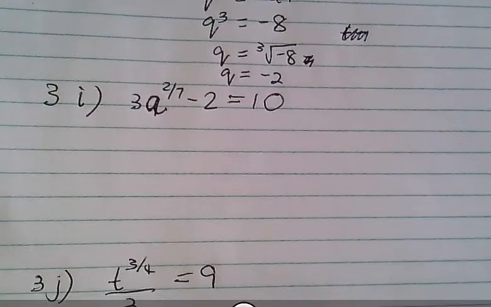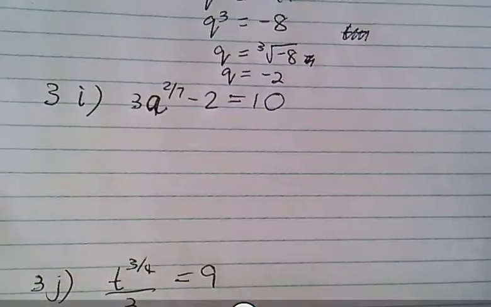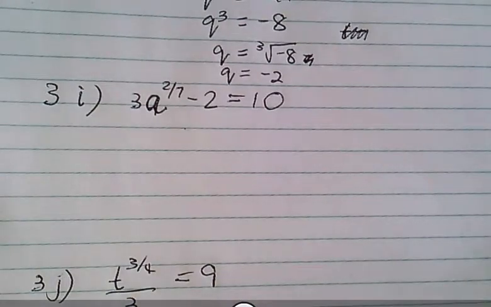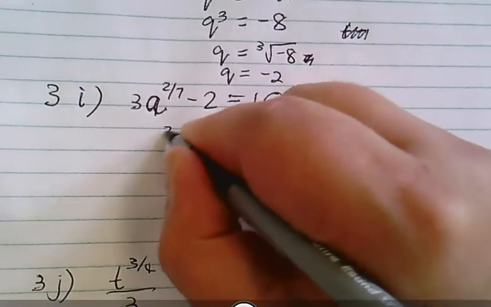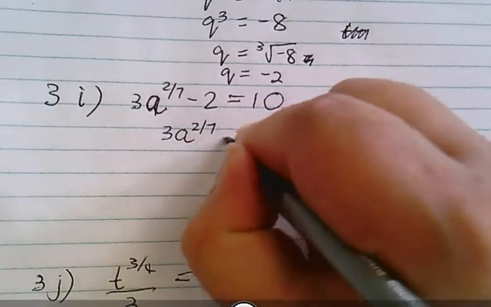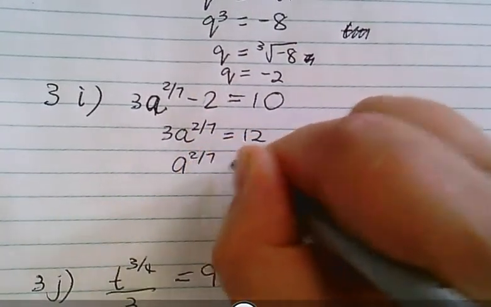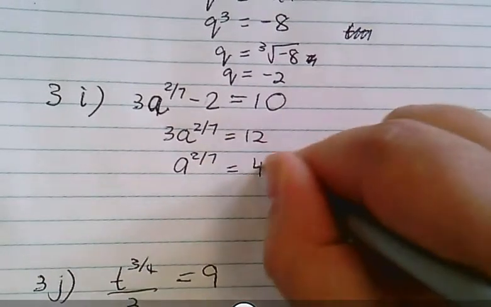3a to the power of 2/7 minus 2 equals 10. So what are we going to do first? Take the 2 over and divide by 3. So we've got 3a to the 2/7 equals 10 plus 2, that would be 12. A to the power of 2/7 is 12 divided by 3, which is 4.